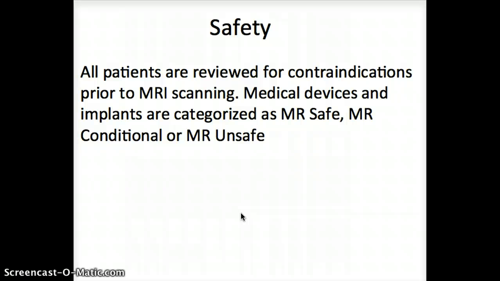MR conditional is a device or implant that may contain electrically conductive or RF reactive components that is safe for operation in proximity to the MRI, provided the conditions for safe operation are defined and observed, basically such as tested safe to 1.5 Teslas. MR unsafe objects are objects that are significantly ferromagnetic and pose threats during an MRI scan, such as pacemakers, which can cause a lot of trouble during an MRI scan.